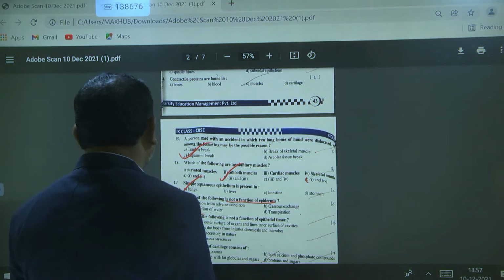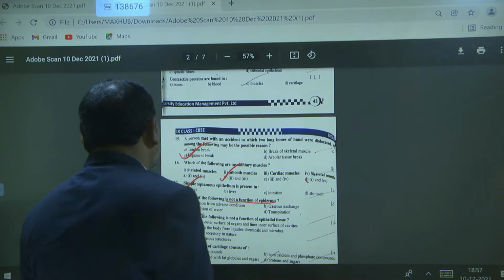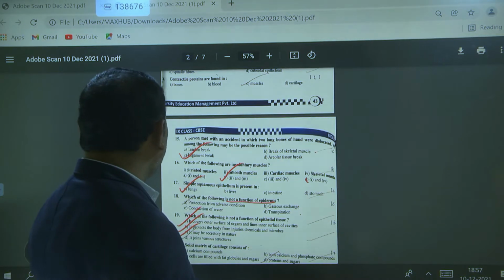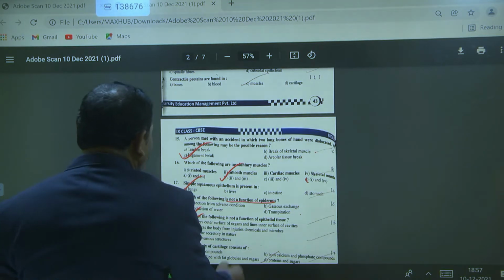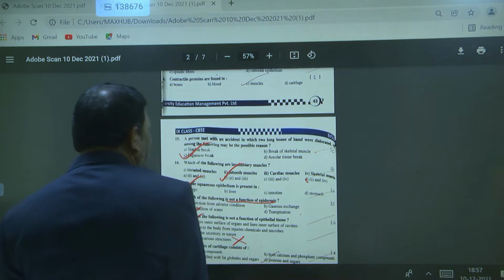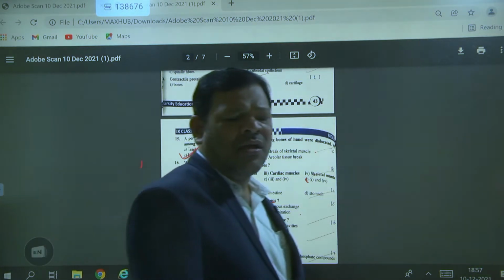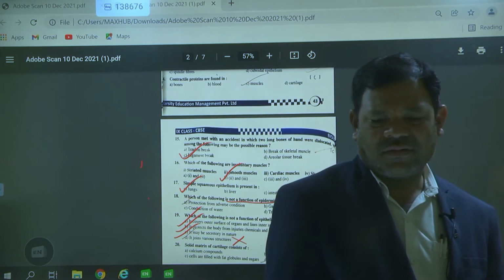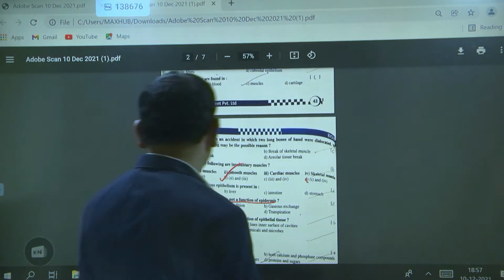It may be secreting mucus. This is also true. Fourth one, it joins the various structures. This is wrong. So that's why the answer is D. Yes, sir. The answer is D.